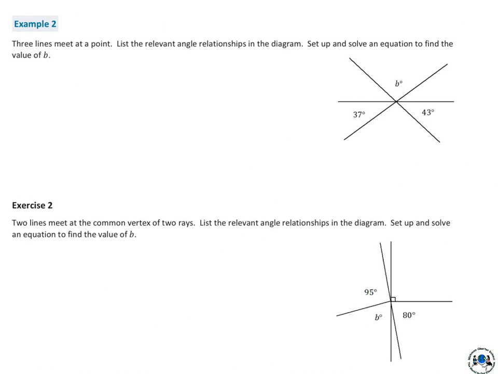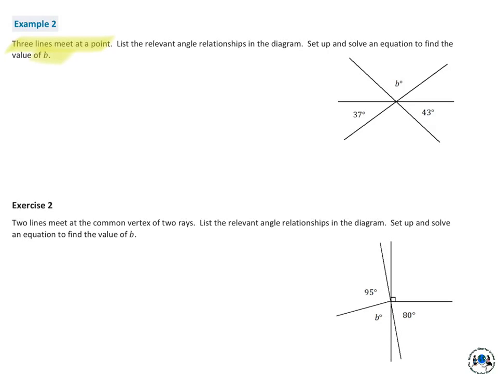Okay, so here we go, example 2: three lines meet at a point. Anyway, list the relevant angle relationships, and set up and solve equations to find the value of b. All right, go for it.